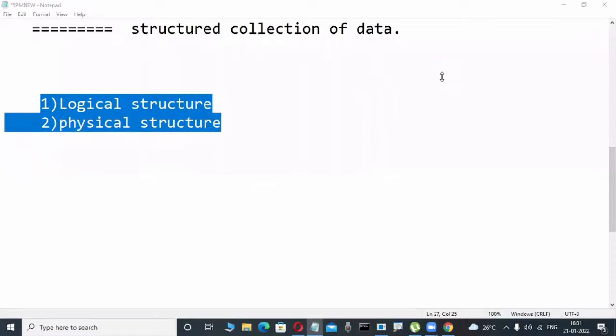And now here, what is logical structure? What is physical structure? Anybody? Okay, some fellows are telling logical structure means logical structure, physical structure means physical structure only. Okay, yes, here. What is logical? What is physical means very easy.